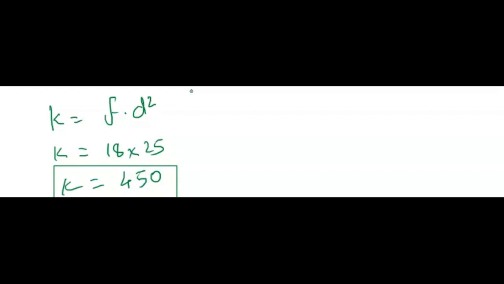After getting that value, now let's go another way. Now we'll consider the first part. D is given as 10. The question is to find the F value. So if d is 10, I'm plugging this k value of 450 into this equation. So we'll get 450 is equal to F times d square, and d square is 25.